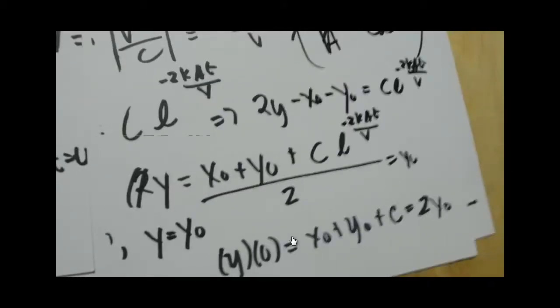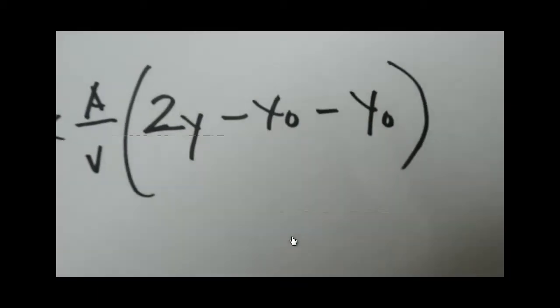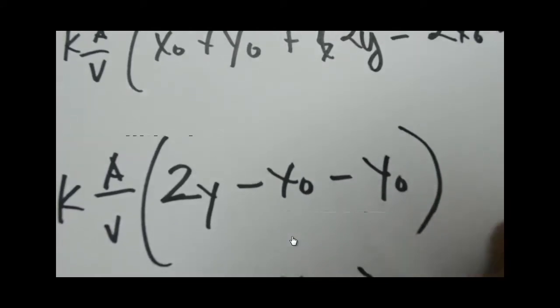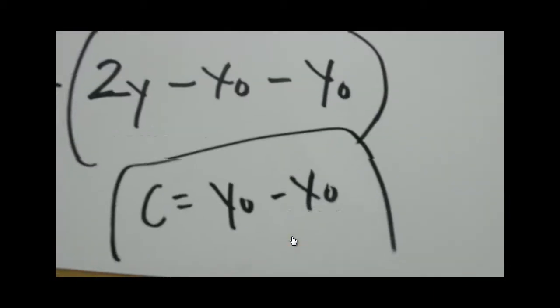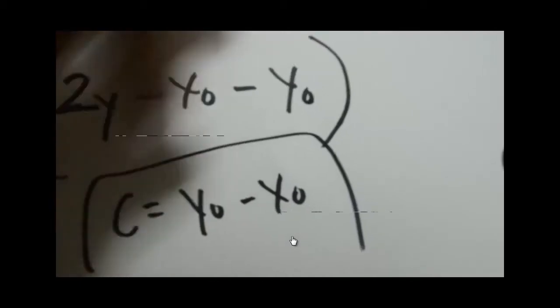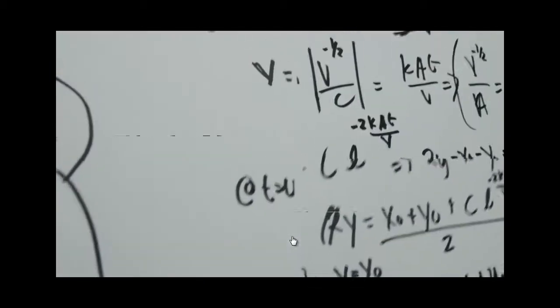So we're going to continue here. You see a space here, so that will give us c is equal to y sub o minus x sub o. Okay. And now we're going to substitute it here, and that will give us an equation.